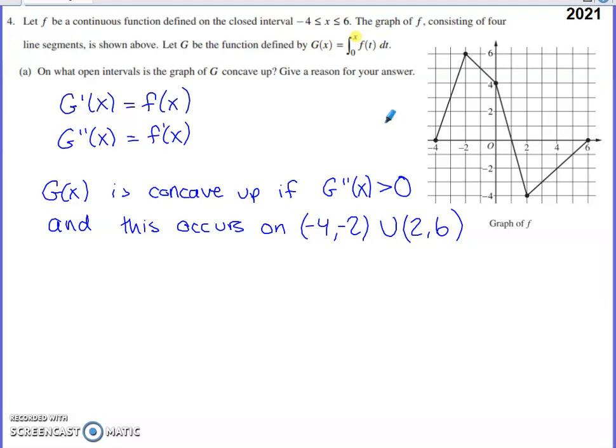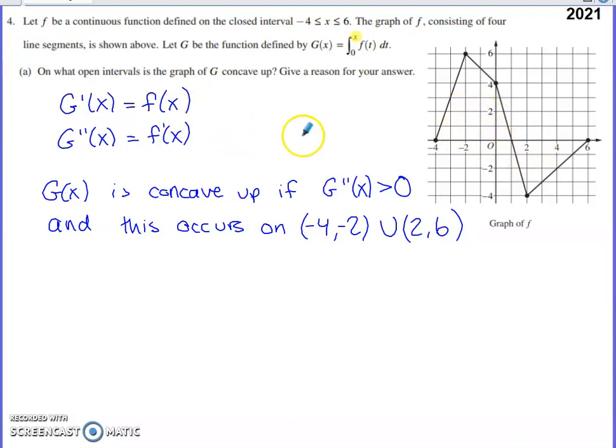So hopefully you read that and you think, well, concavity, I'm going to have to take a second derivative. So before you get there, you've obviously got to take a first derivative. And if you try to take the derivative of this function g right here, what you're going to have to utilize is the fundamental theorem of calculus. So that allows us to take the derivative of this type of function by simply taking the integrand and replacing the holding variable, the t in this case, with the upper limit of integration x. So g prime of x is equal to f of x.